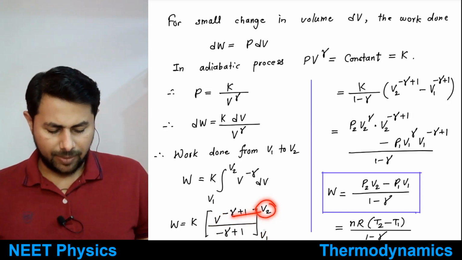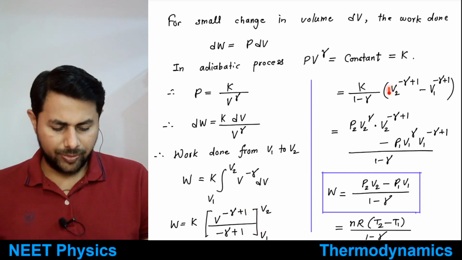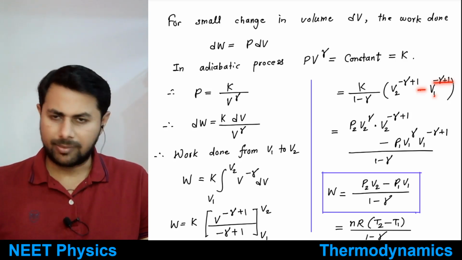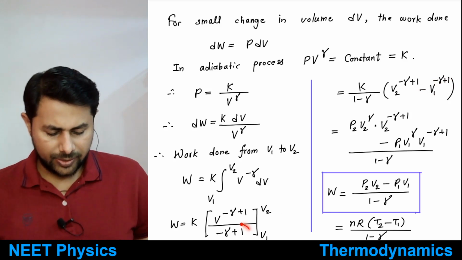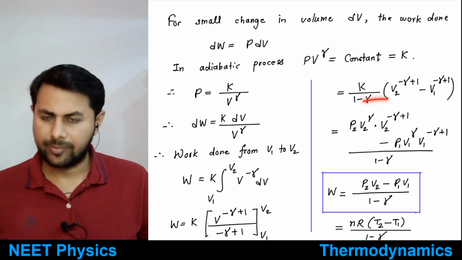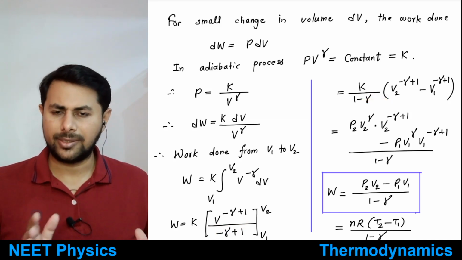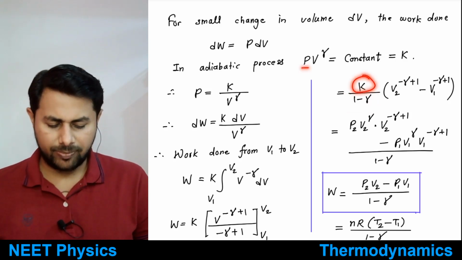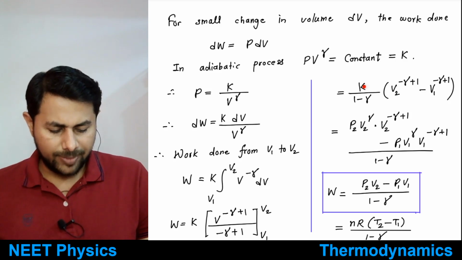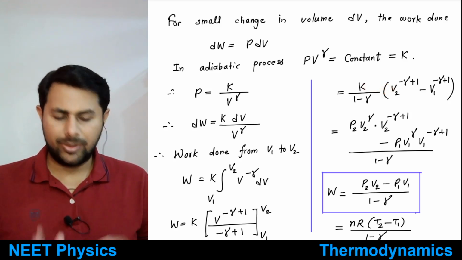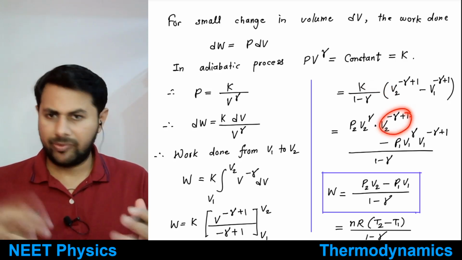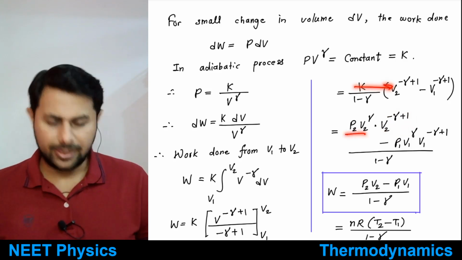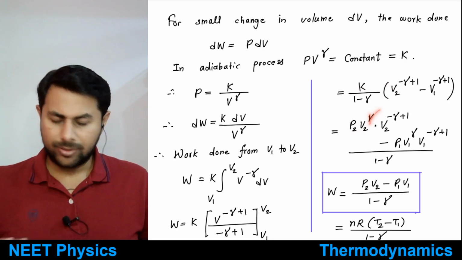Then you substitute the upper and lower limits. Upper limit is V2, so it would be V2 raised to minus gamma plus 1, minus the lower limit V1 raised to minus gamma plus 1. This minus gamma plus 1 in the denominator you move outside, which means it is 1 minus gamma. And then you play a smart trick. You know that PV raised to gamma is a constant, so when you multiply this K with V2 you write it as P2 V2 raised to gamma, because this constant is PV raised to gamma. So you multiply this with V2, then you write it as P2 V2 raised to gamma. So what do you get from there?